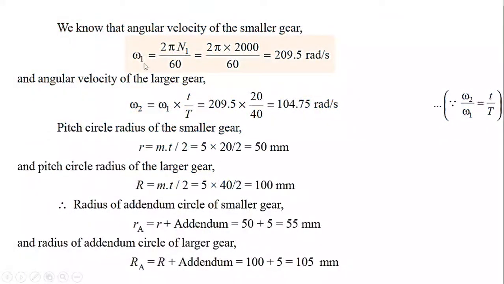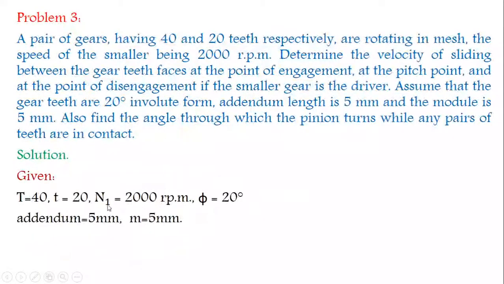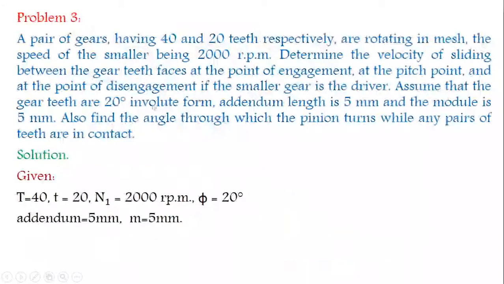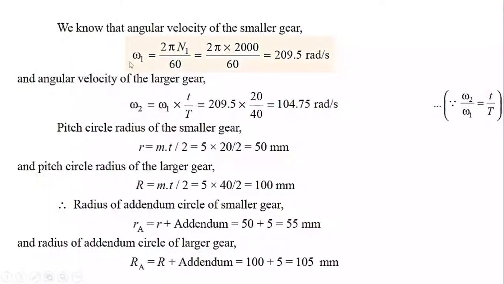Here for omega 1, the speed n1 is already given as 2000 rpm. So using this value we will get the value of omega 1. The angular velocity of the smaller gear omega 1 equals 2 pi n1 divided by 60, n1 given in this problem as 2000 rpm. Apply the value and we will get omega 1 equal to 209.5 radians per second.